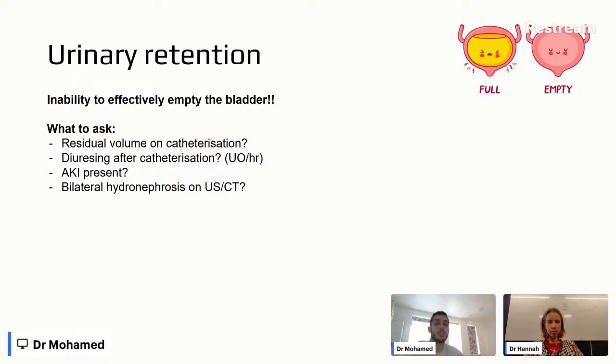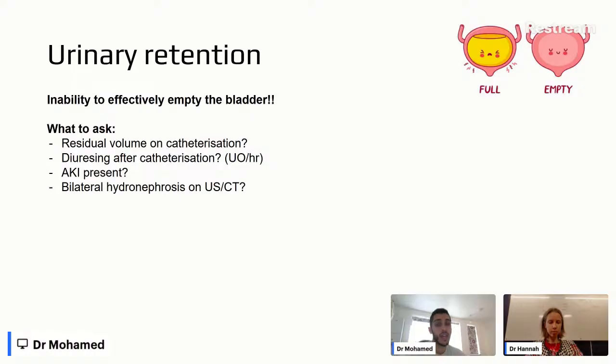So what do you want to ask these patients? Number one, what is the residual volume on catheterization? So once again, we're looking at the post-void residual volume, not the initial volume within the bladder. Is the patient diuresing after catheterization? And we'll look at a post-obstructive diuresis in a bit more detail in just a second.